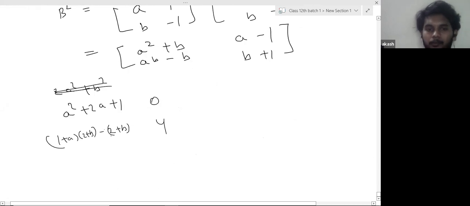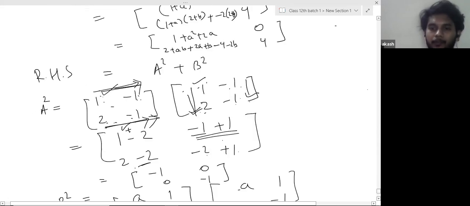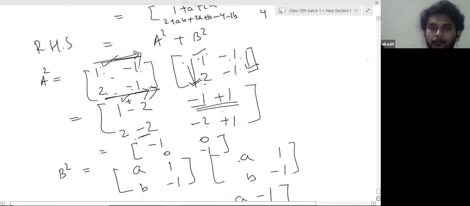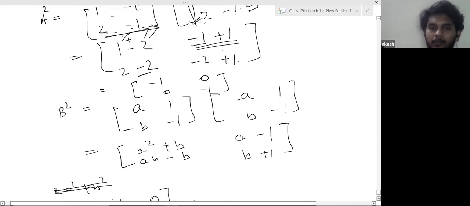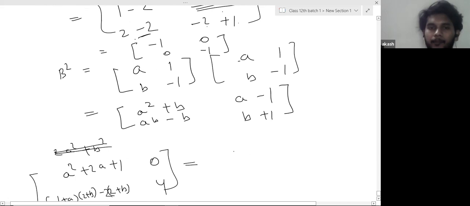Minus 2. All right. And this must be equal to, adding this to a square plus b square. So a square plus b square, we'll be getting this plus this. So a square plus b minus 1. This plus 0. So a minus 1. This plus 0. ab minus b. This plus minus 1. So this is b only.